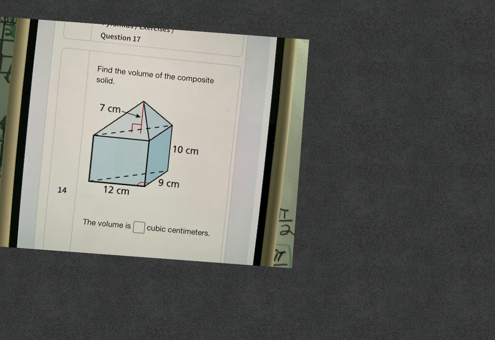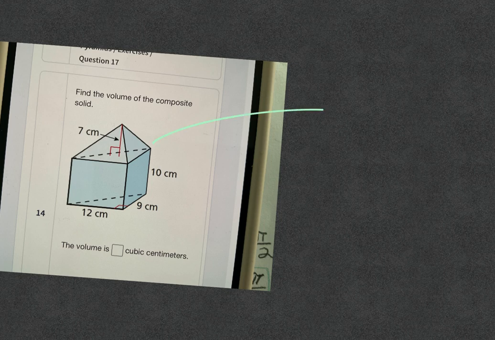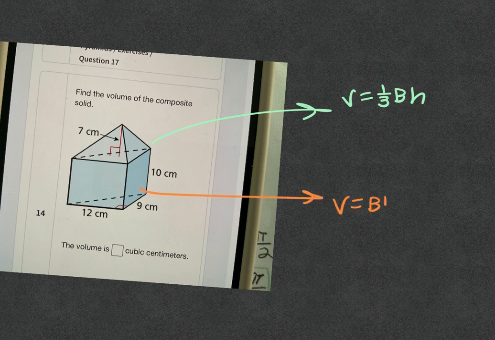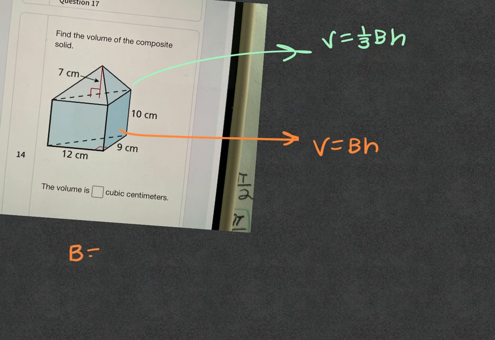So this one is a right triangular prism on the bottom, and then a triangular pyramid on the top. So for the volume of the pyramid, it's 1/3 base area times height. And then for the bottom, it would be base area times height. The area of the base, they are the same. So once you find B, you only have to use it once. That is a right triangle, so it'd be 1/2 base times height, where the base is 12 and the height is 9, or vice versa.